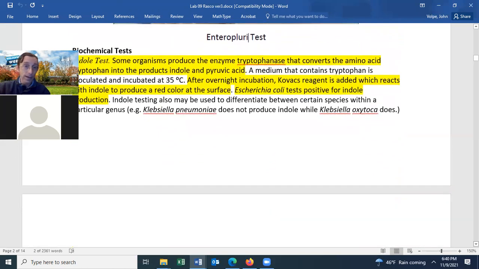The first test we're going to talk about is one of the IMViC members, the indole test. Some organisms produce the enzyme tryptophanase that converts the amino acid tryptophan into the products indole and pyruvic acid. After overnight incubation, Kovacs reagent is added, which reacts with indole to produce a red color at the surface. E. coli tests positive for indole production.